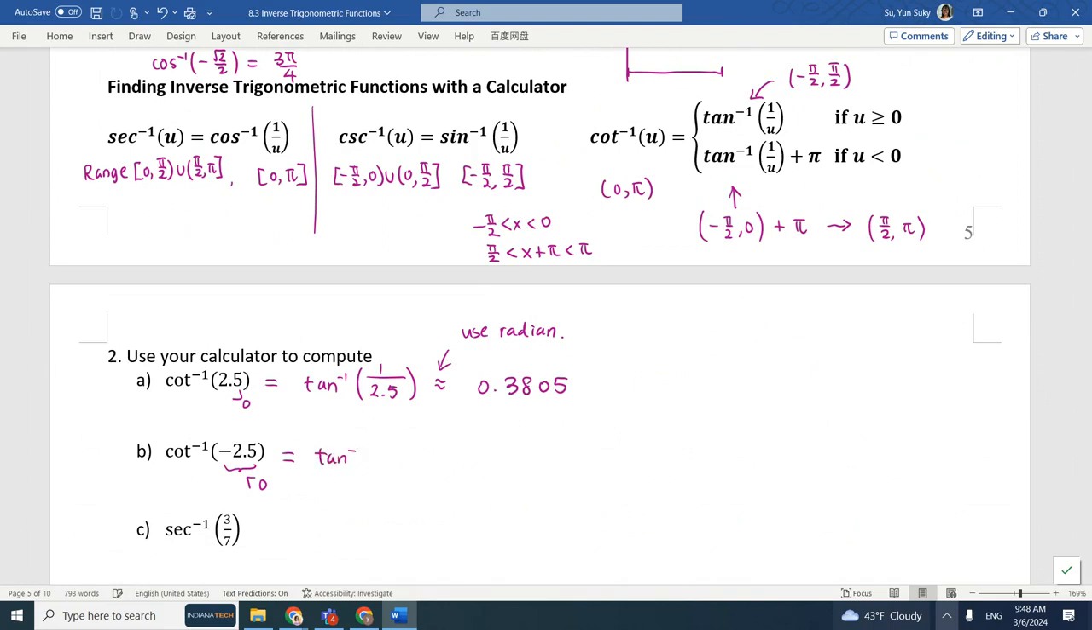So this is arctangent of 1 over negative 2.5. And we want to add the pi to it. Okay, plug this into your calculator. What do you get?